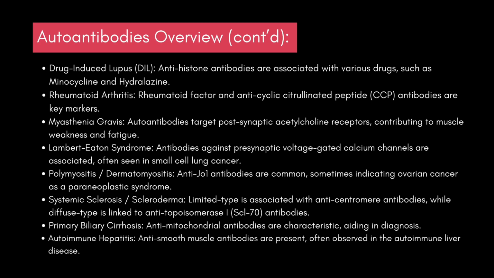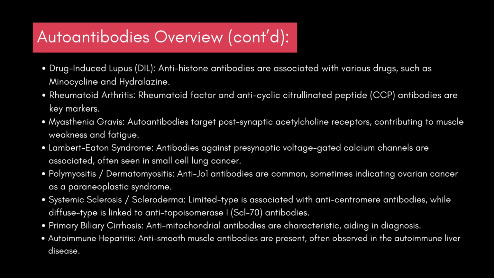Next, we have systemic sclerosis, also known as scleroderma. Limited type is associated with anti-centromere antibodies, while diffuse type is linked to anti-topoisomerase 1 antibodies, also known as SCL70 antibodies. Next, we have primary biliary cirrhosis. Anti-mitochondrial antibodies are characteristic, which aid in diagnosis.